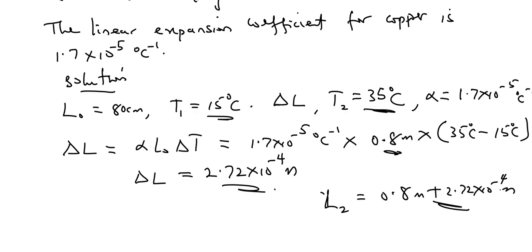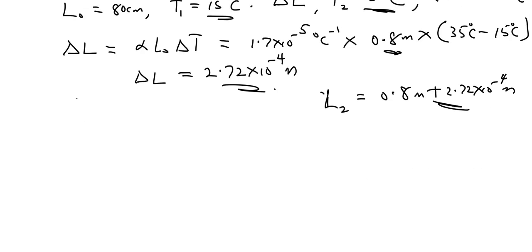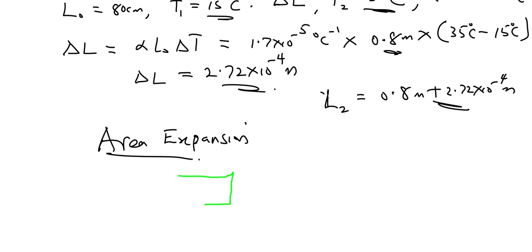Okay. So the next is area expansion. Now, what is this all about? Let's say we have an object. This is the dimension of the object. So there's the length, then there is the width of the object originally.